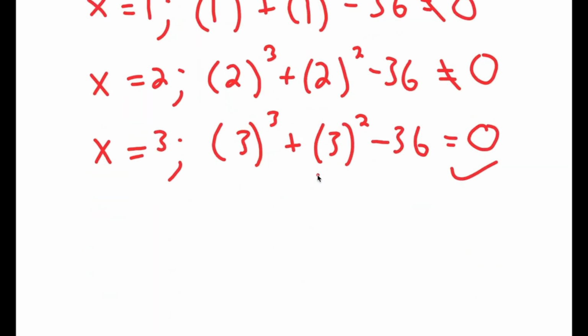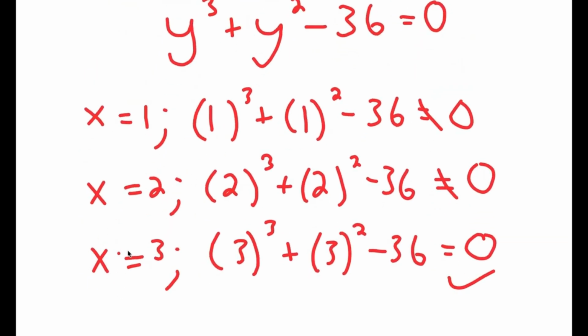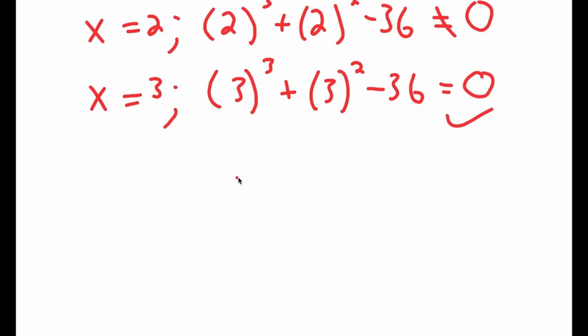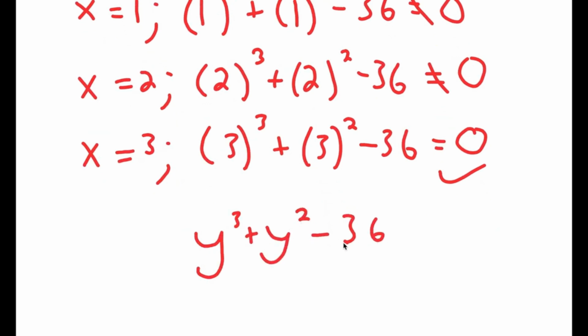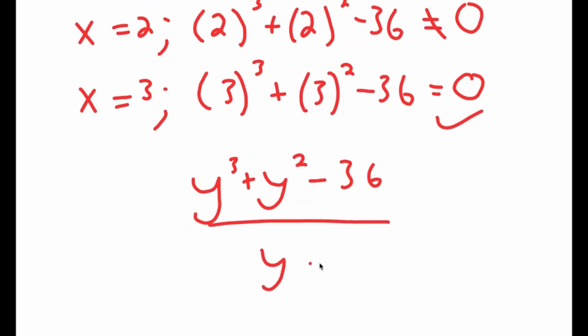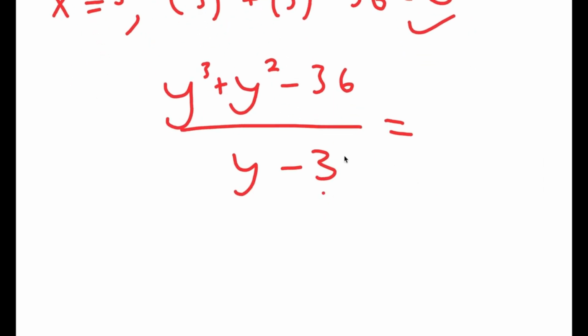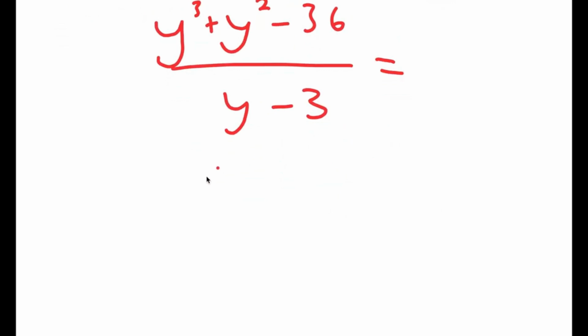So now that I have y equals 3 as a solution, what I have to do is divide y to the power of 3 plus y squared minus 36 by y minus 3. To divide these two, I'm going to have to use synthetic division. And if you don't know what synthetic division is, I recommend watching a video on it.